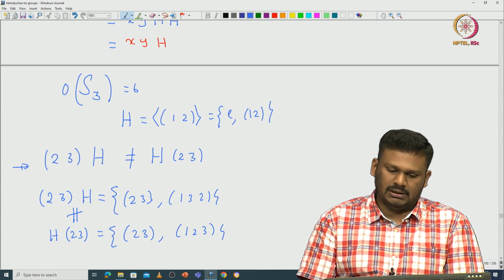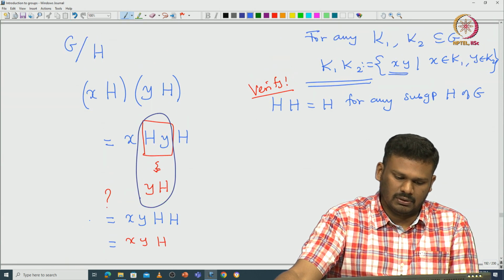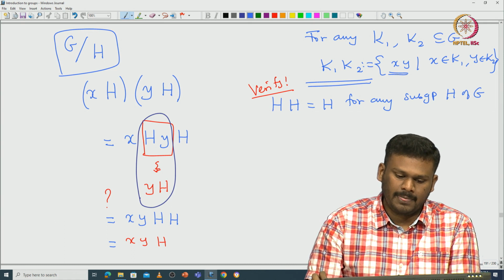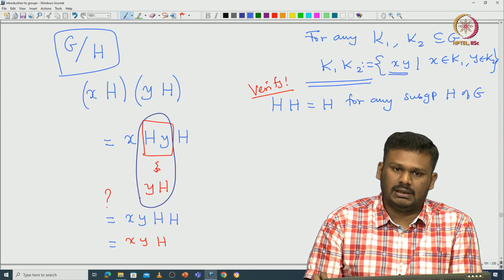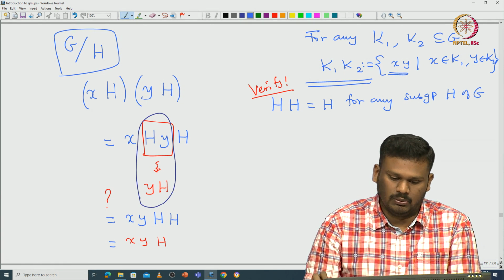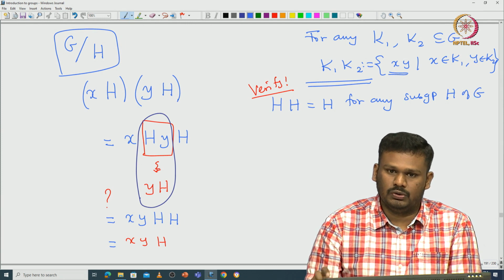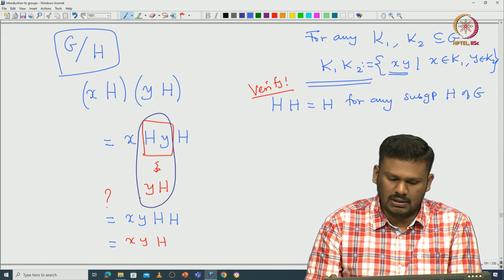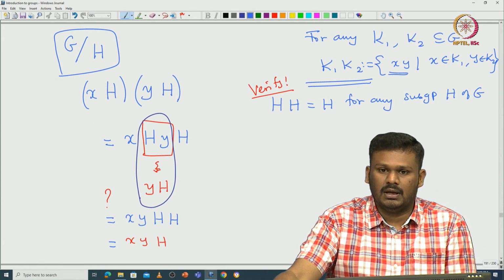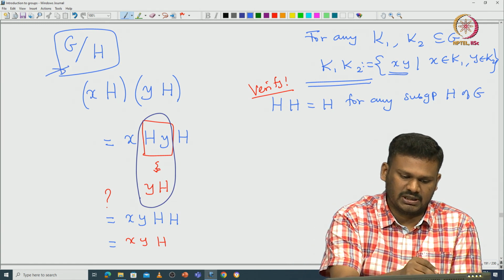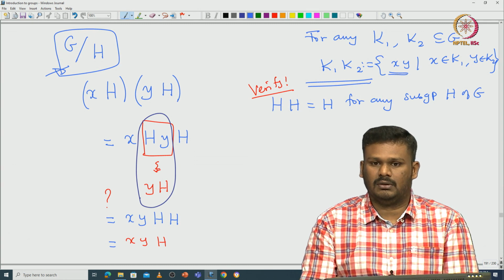So, this example tells us that the thing we are interested in doing, defining a group structure on G modulo H, the set of all left cosets, may not be possible for all subgroups of G. We may need to choose some very special subgroups of G for which we will be able to define the group structure on G modulo H. Such subgroups are called normal subgroups, and we will define them, see many characterizations of normal subgroups, and then using them define group structure on the quotients and try to study them. So, I will stop here.